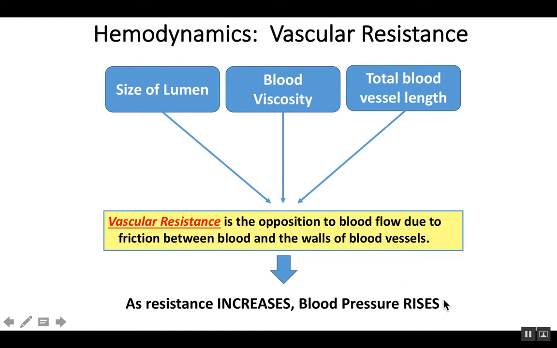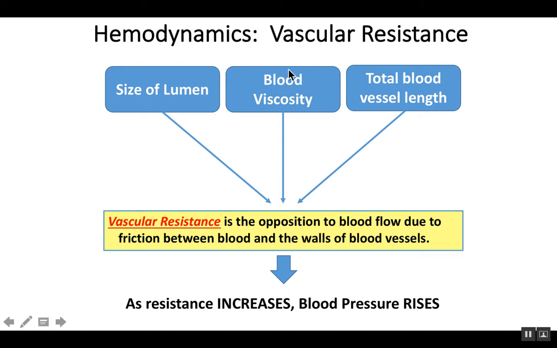Okay? There are some things that decrease the size of the lumen due to diet. An individual with a diet that's rich in cholesterol and fatty acids, saturated fatty acids, they develop atherosclerosis. And the buildup of that plaque inside of the arteries reduces the size of the lumen, and that contributes to high blood pressure.